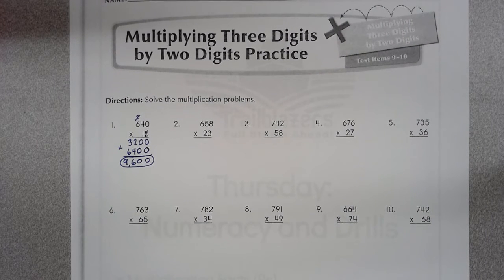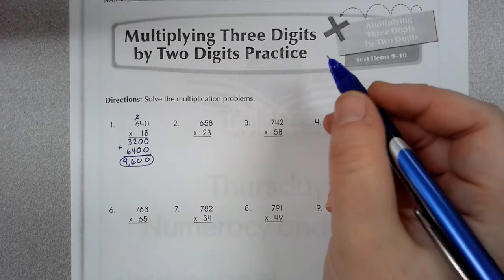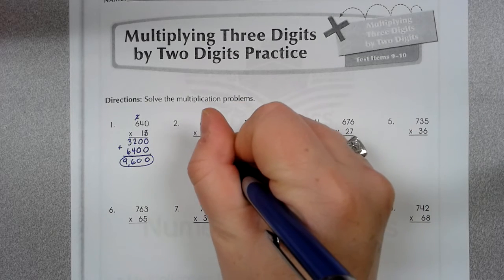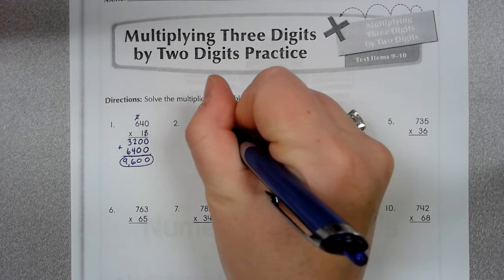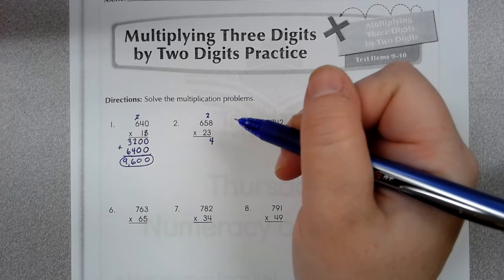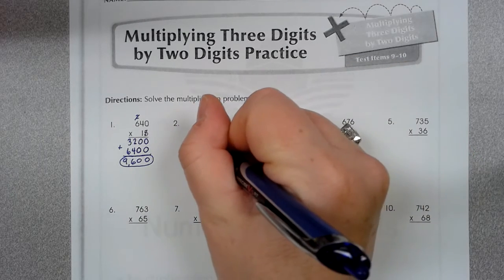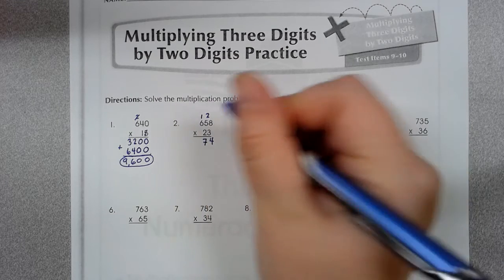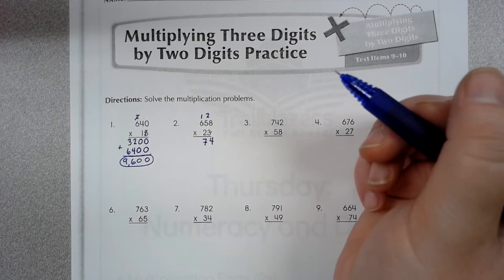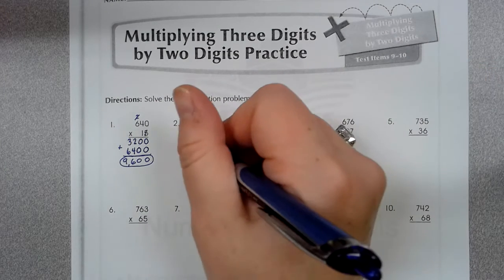All right. 658 times 23. So let's go ahead. 3 times 8 is 24. So that's 4, carry my 2. 3 times 5 is, what is it? It's 15 plus 2 is 17. Plus a 1. 3 times 6, that's 18. Plus 1 is 19.